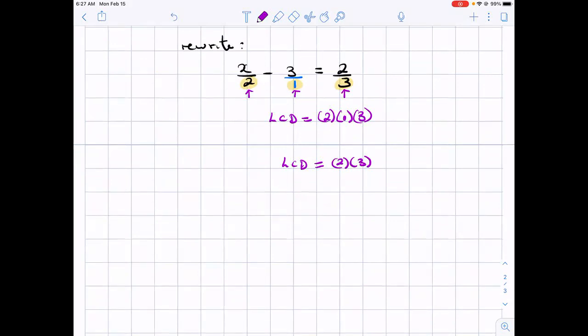And now once we have the common denominator, so basically step one is to factor the denominator, if possible.